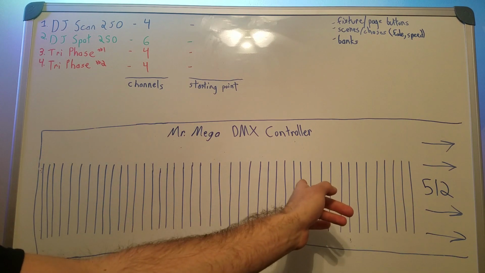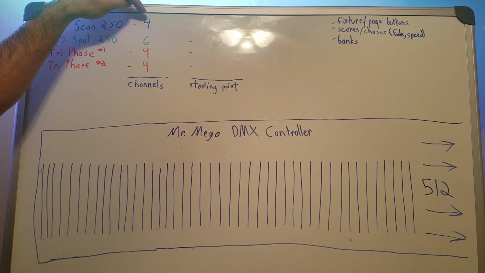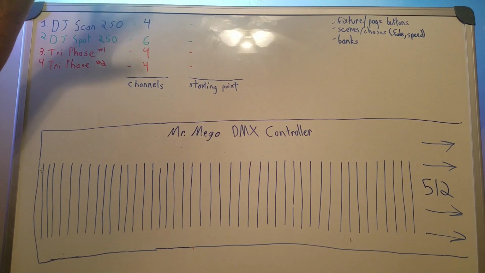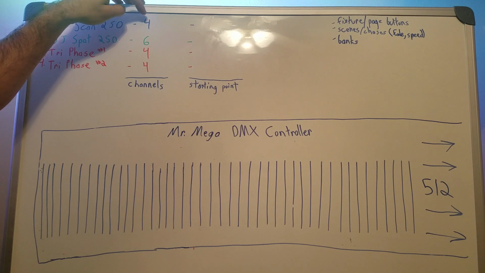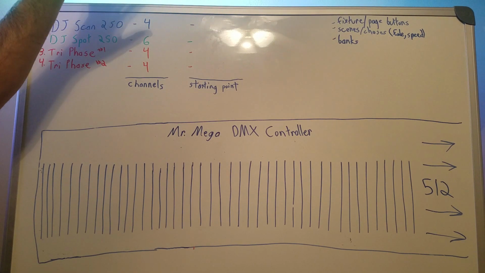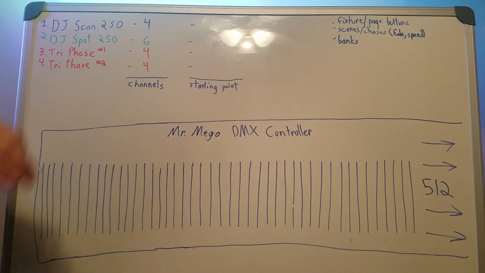of these channels. Well, the way you program it, if I had these 4 lights, so my first light is a DJ Scan 250, and it has 4 channels. 4 channels being, the first one is for pan, horizontal movement. Second one is for tilt, which is your vertical movement. Third one is for color. And your fourth one is for gobos, or like the shapes that it makes.